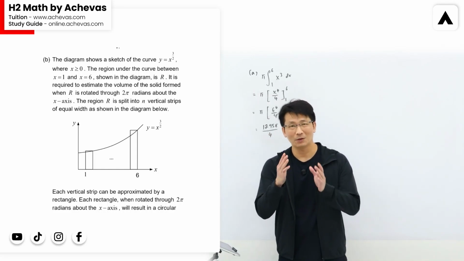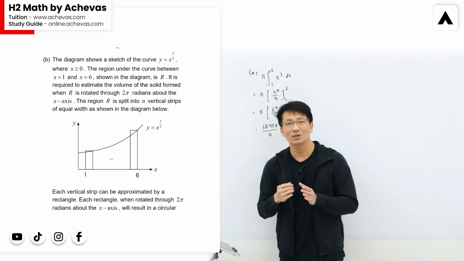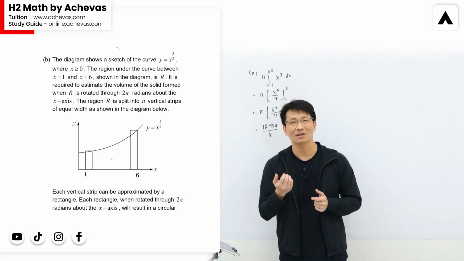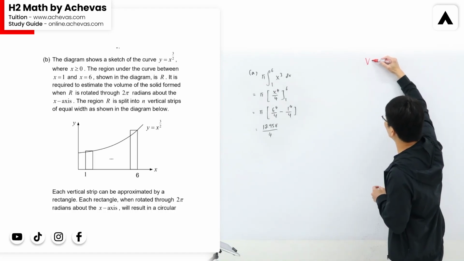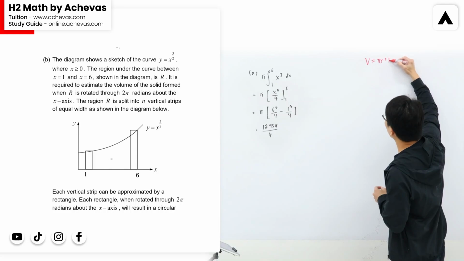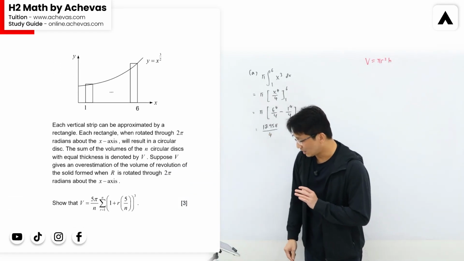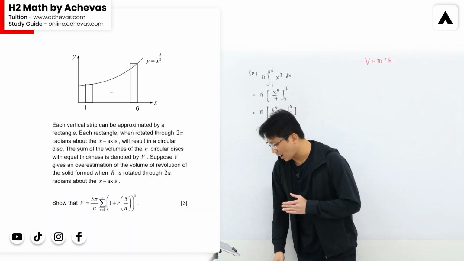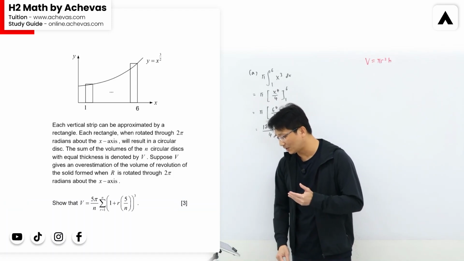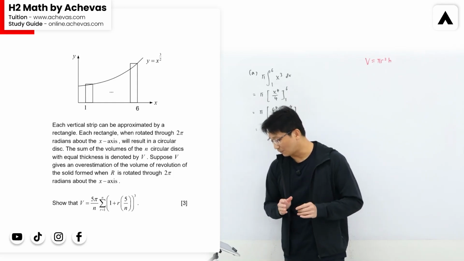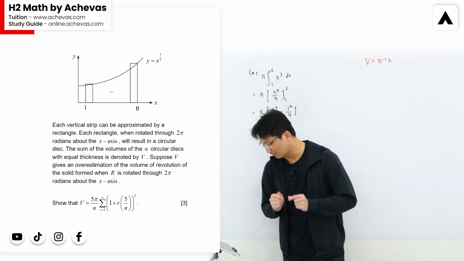If you were to imagine, if we are using one rectangle, if we were to spin it around the x-axis, it will generate for us a volume of a disc or volume of a cylinder. And the equation is given to be pi r squared h. So when the rectangle is being rotated 2 pi radians, we will result in a circular disc, and the sum of these n circular discs of equal thickness or width is denoted by the symbol V.